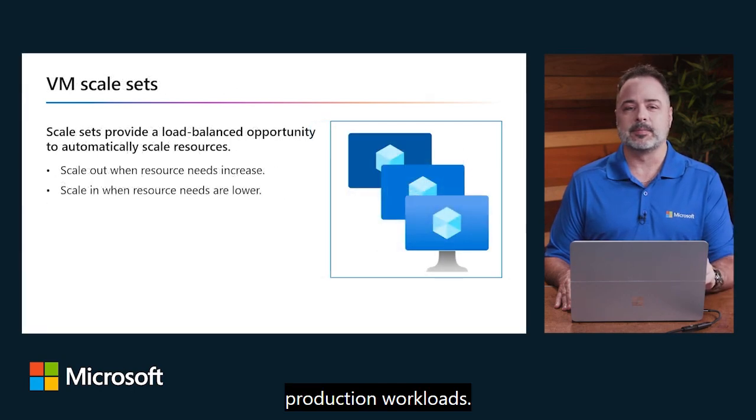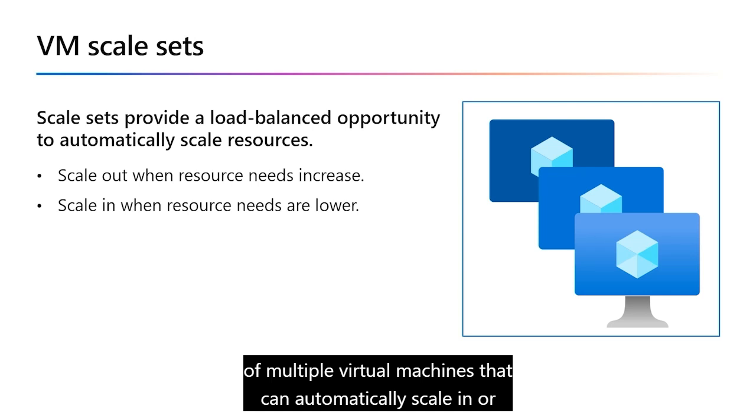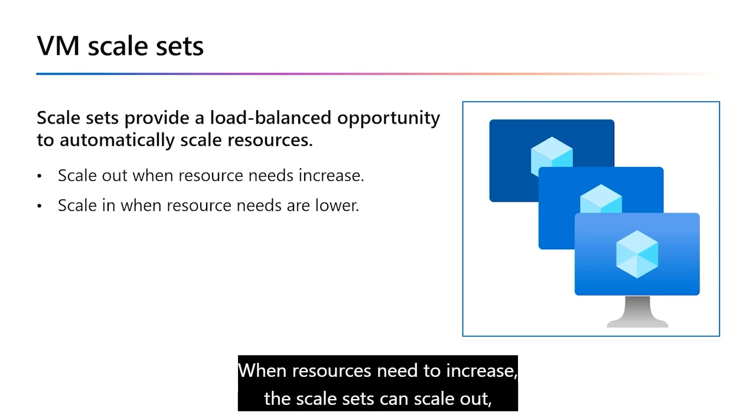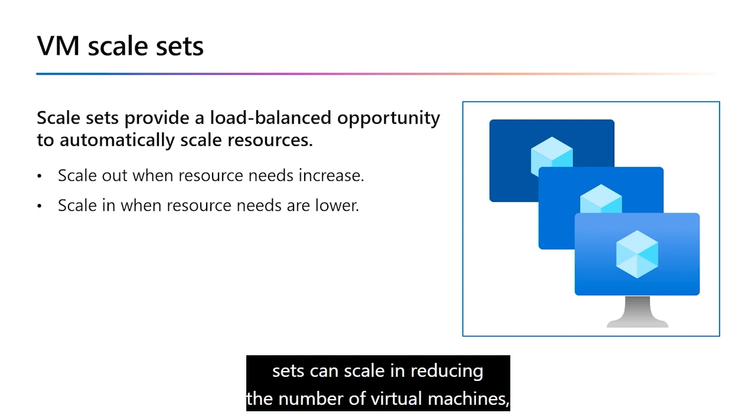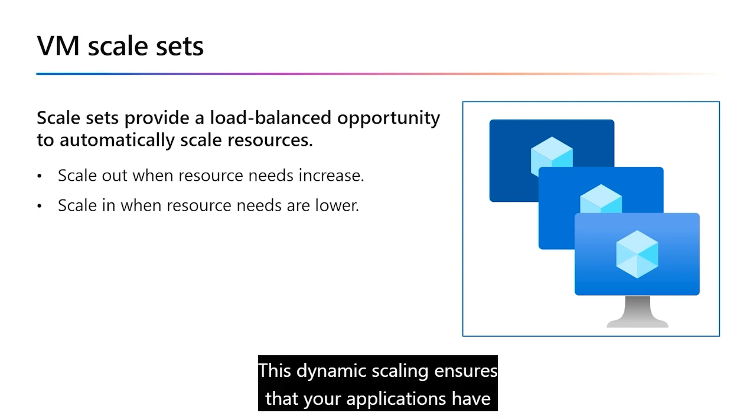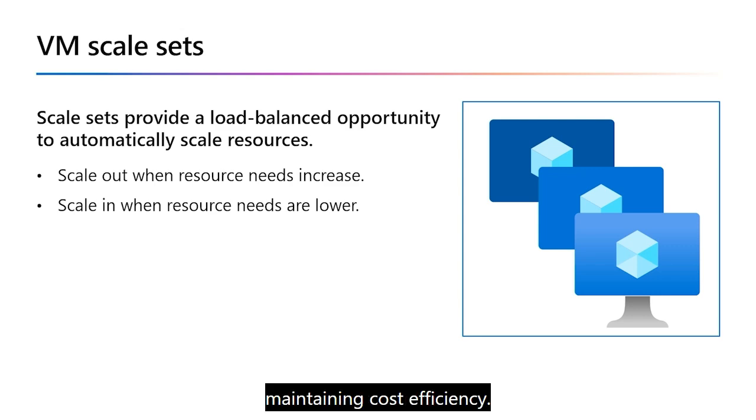This flexibility makes Azure VMs an ideal solution for a wide range of use cases, from development and testing to running production workloads. Azure Virtual Machine scale sets provide a load balanced version of multiple virtual machines that can automatically scale in or out whenever needed. So when resources need to increase, the scale sets can scale out, adding more virtual machines to handle the additional load. Conversely, when the resource needs are lower, the scale sets can scale in, reducing the number of virtual machines, which in turn helps save on costs. This dynamic scaling ensures that your applications have the necessary resources to perform optimally while maintaining cost efficiency.